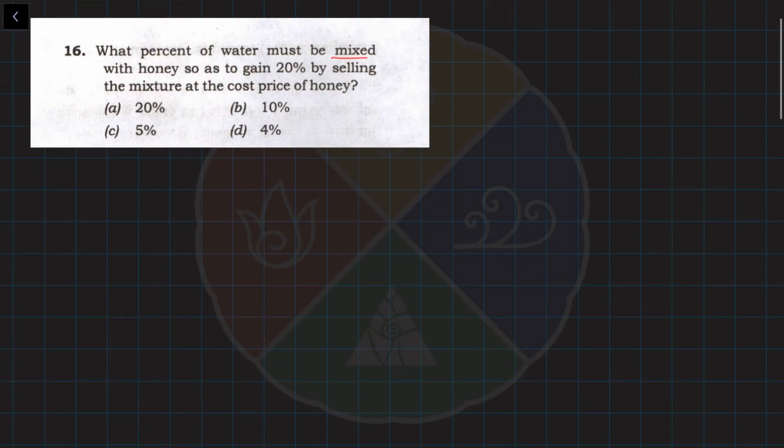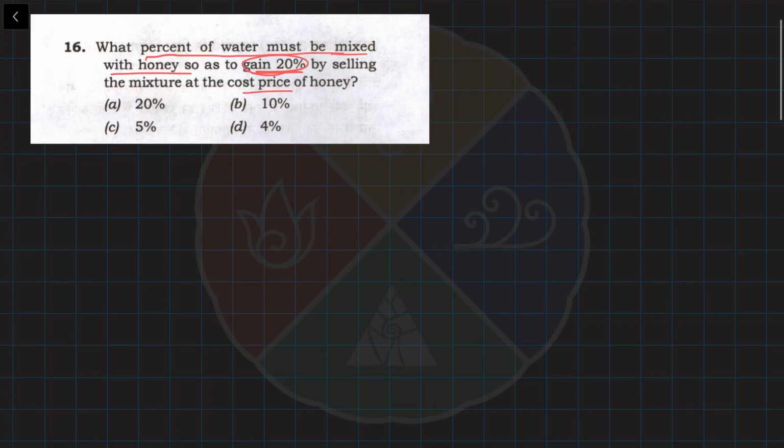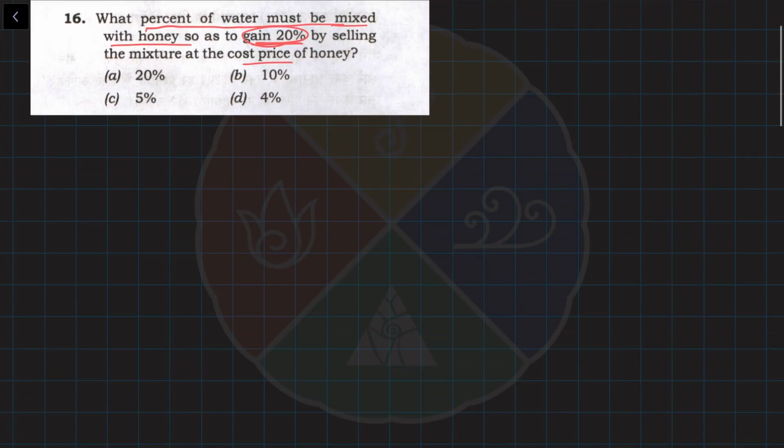If you look at this, you can see: what percentage of water must be mixed with honey so as to gain 20% by selling the mixture at cost price. So first of all, they are getting 20% profit. In the profit and loss chapter, there are two formulas. Actually, only one formula, but you can change the same formula into different forms.